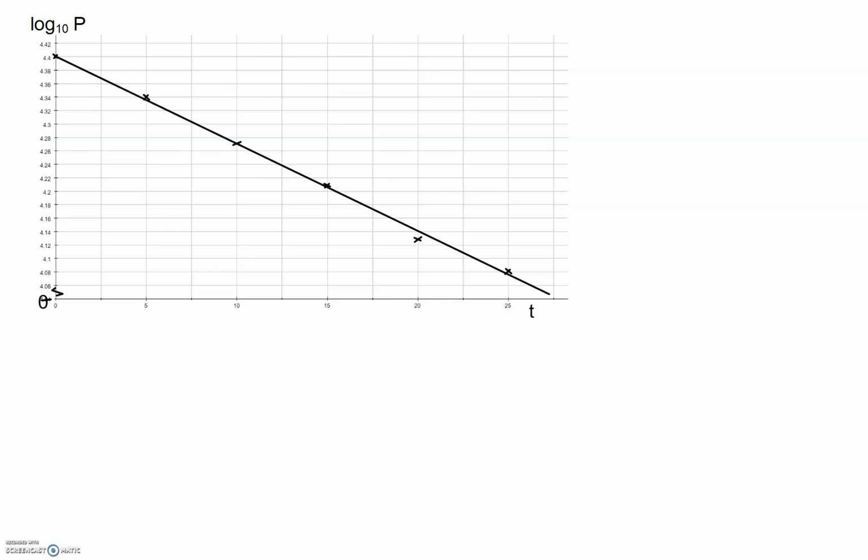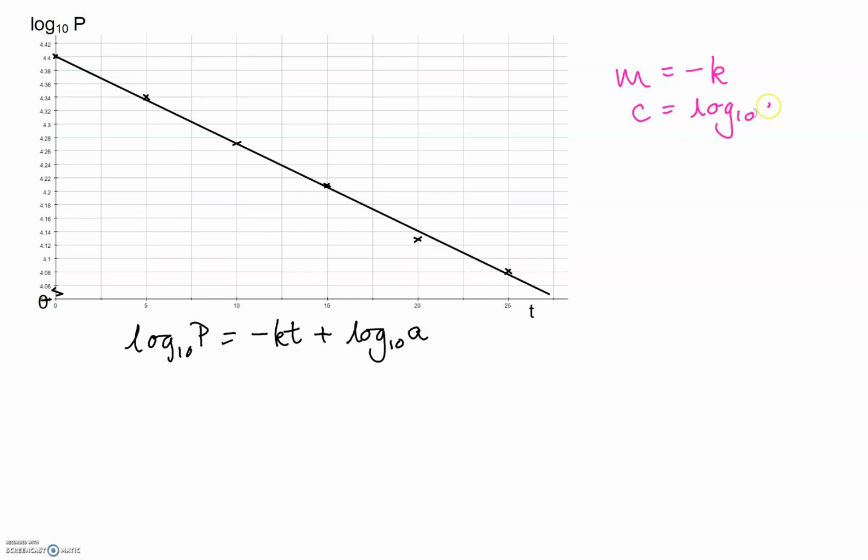So what we have plotted here is the points log to the base 10 of p, so log to the base 10 of p equals minus kt plus log to the base 10 of a. So we know that our gradient, I'll write this up here, so m equals minus k, and we're going to find our gradient, and we know that c equals log to the base 10 of a.